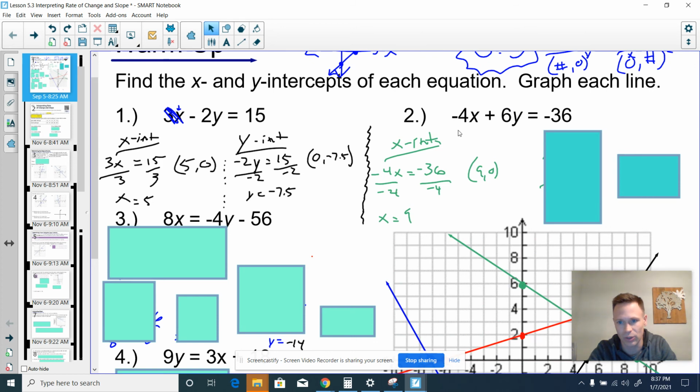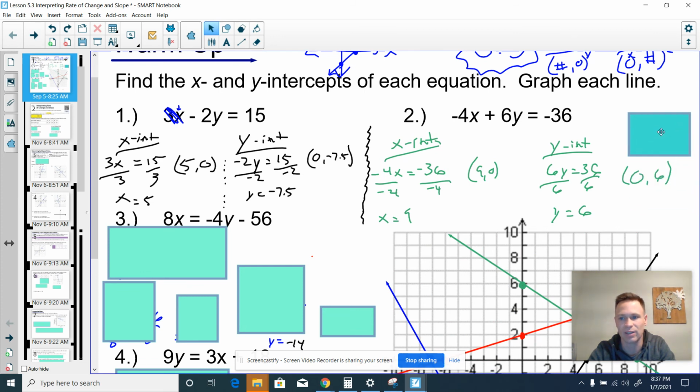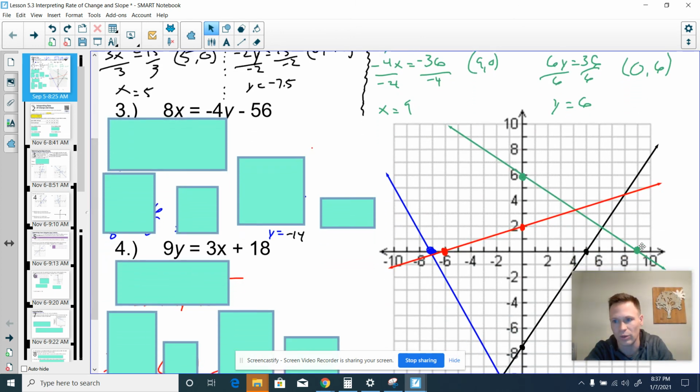Y-intercept, that means 0 is going in for x, so I'm left with 6y equals negative 36. So I would divide both sides by 6, and I get y equals 6. And so I substituted in 0 for x, and I got 6 for y, so I got (0, 6). That is graphed here in green. So (9, 0) is way over here. (0, 6) is right here, and there's my line in green right there.